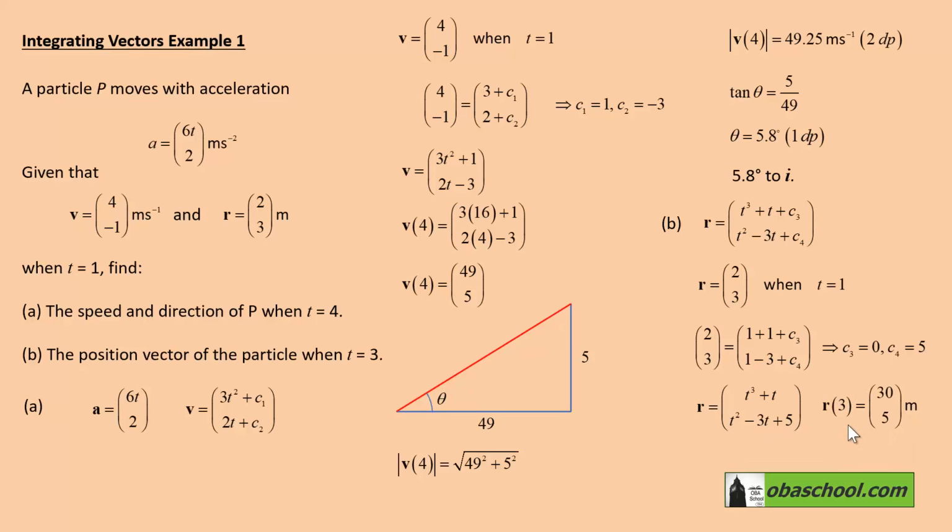And so r of 3, just substitute 3 in, and we've got 27 add 3 is 30. And then we'd have 9, take away 9, add 5 is 5.